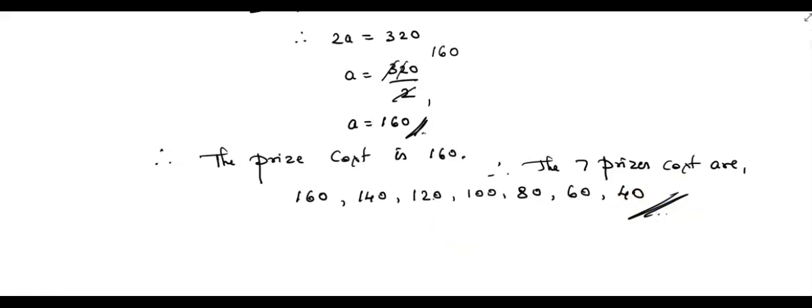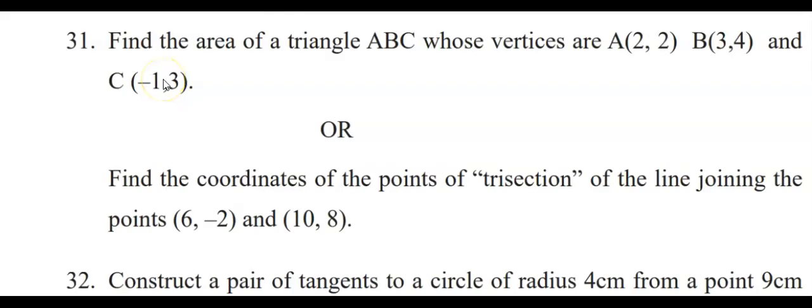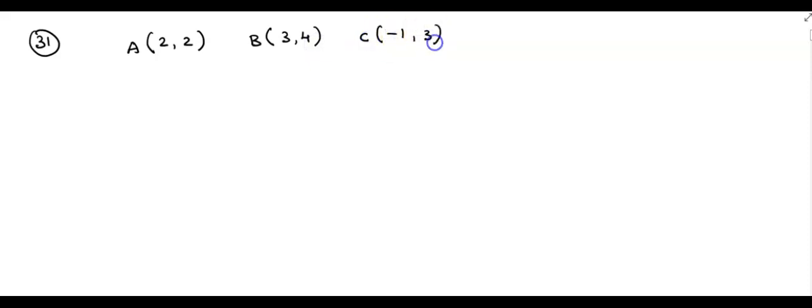Very good. Now let me solve the next problem here. Next question, number 31. Find the area of a triangle ABC whose vertices are A of 2, 2, B of 3, 4 and C of minus 1, 3. Come, let me solve this problem. Question number 31. The coordinates of A are 2, 2, B 3, 4, C minus 1, 3.